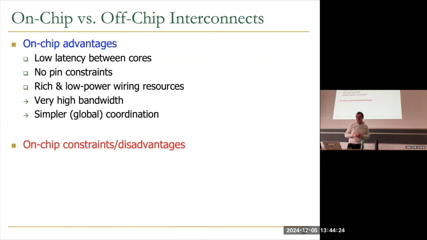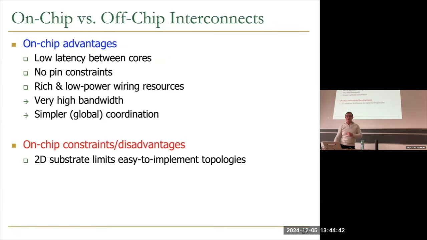Wireless is similar also. Okay, so, as I've already said, you can do better global coordination across different cores if you actually have rich wiring resources that you can access with low latency. But of course, on-chip also has constraints. Now your substrate limits the ease to implement topologies. You have a two-dimensional substrate. Three-dimensional technology can change this, of course. But it's not as flexible as this wire, right? Here, I can move this wire anywhere. Whereas on-chip, I cannot do that, right?